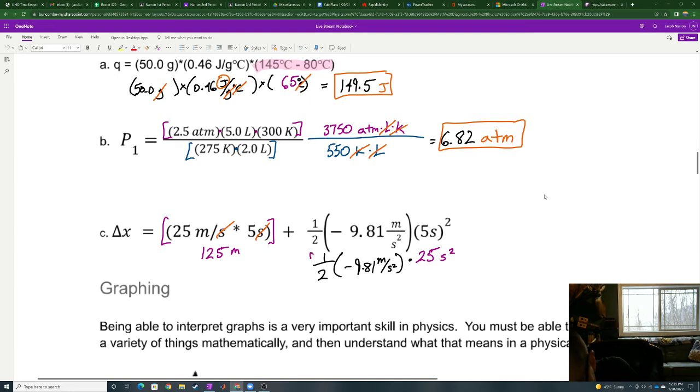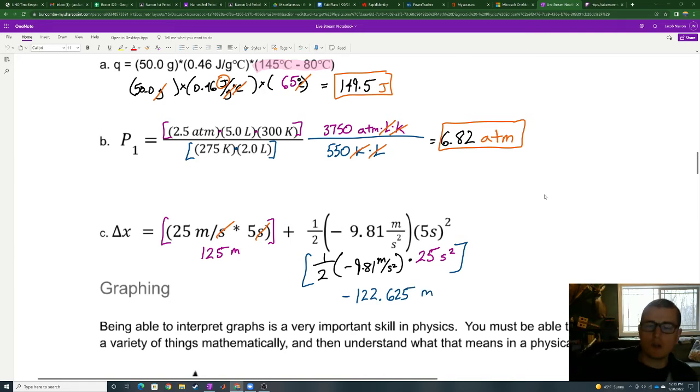Okay, so here we go. I'm going to multiply all this stuff out. So in my calculator, I'm doing 0.5. Remember, 0.5, 1/2, same thing. 0.5 times negative 9.81. Make sure you hit that negative button on your calculator. Times 25. And I end up getting negative 122.625. The units are going to be meters.